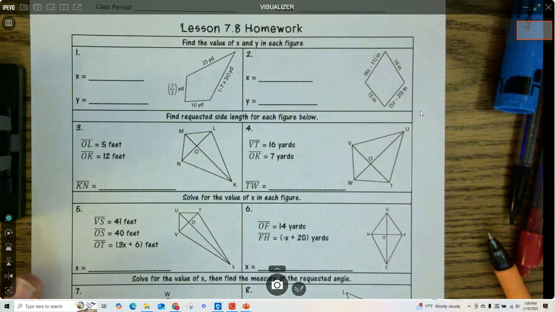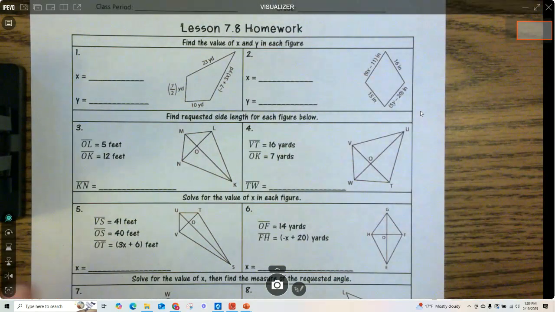All right, this video is for the lesson 7.8 homework. We're going to go through a lot of these together because there's just a lot of different rules with these, okay? Not tough rules, just a lot. I want you to see the examples worked. So, starting at the top.